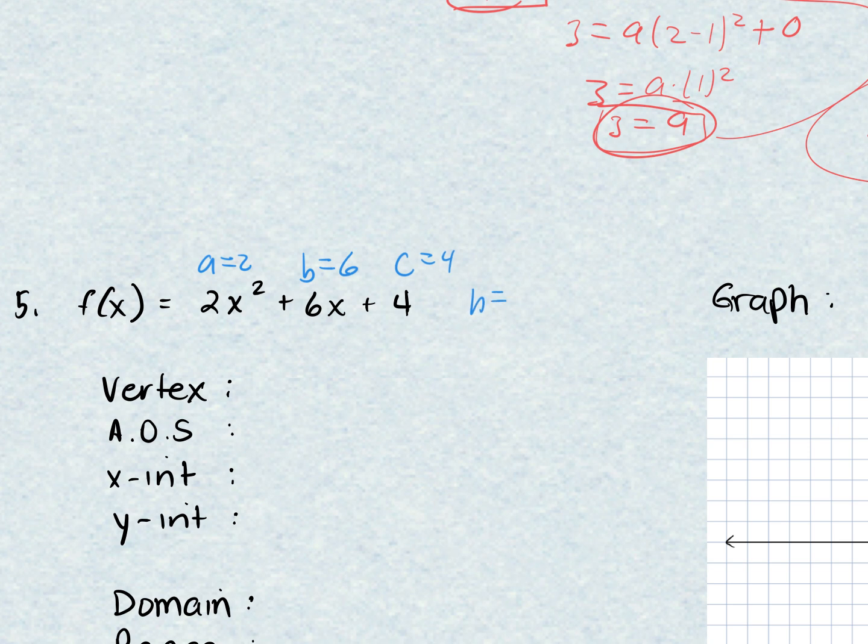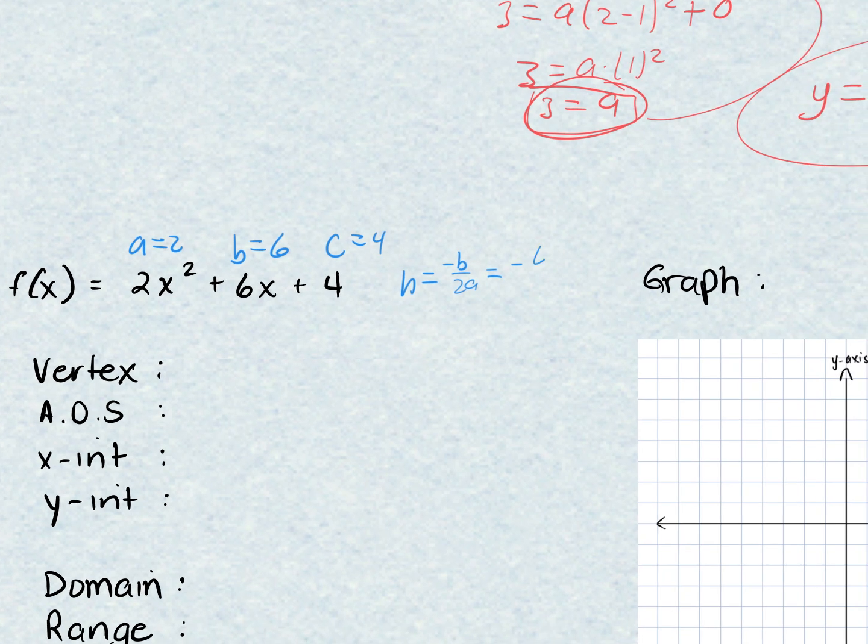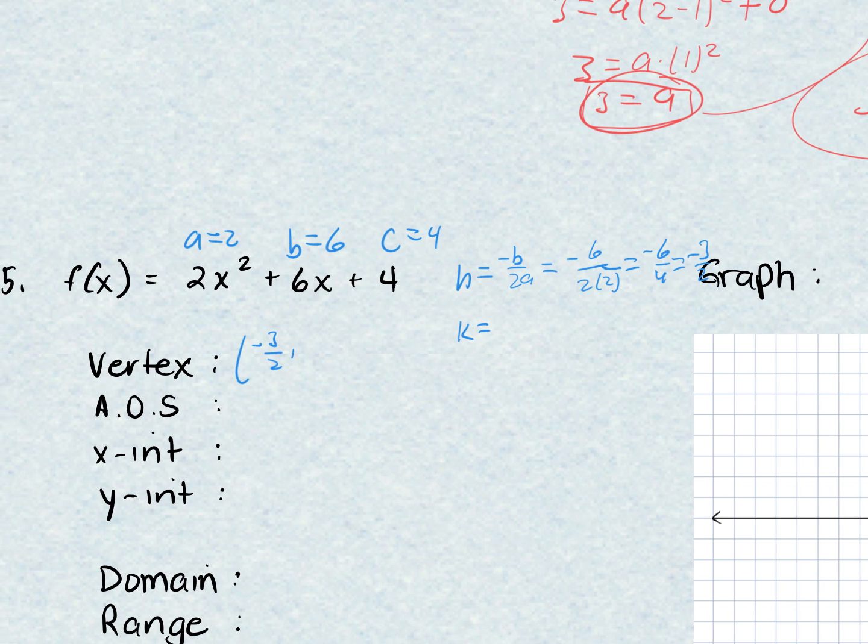And then to find our vertex, we get our h value as negative b over 2a. Negative b over 2a here is going to be negative 6 over 2 times 2, which is negative 6 over 4, so negative 3 over 2. We'll try to avoid fractions. In this problem you do get a fraction, but we'll try to avoid that for your quiz. So we get an x-coordinate of negative 3 over 2, and to find our y-coordinate, you want to plug that back in. So k is going to be whatever f of h is.